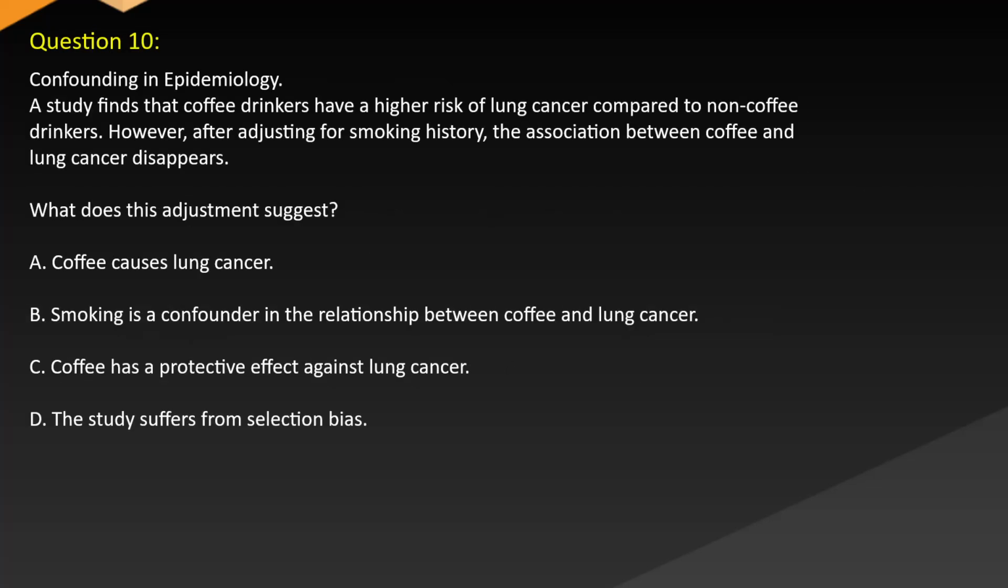Question 10. Confounding in epidemiology. A study finds that coffee drinkers have a higher risk of lung cancer compared to non-coffee drinkers. However, after adjusting for smoking history, the association between coffee and lung cancer disappears. What does this adjustment suggest? A. Coffee causes lung cancer. B. Smoking is a confounder in the relationship between coffee and lung cancer. C. Coffee has a protective effect against lung cancer. D. The study suffers from selection bias.